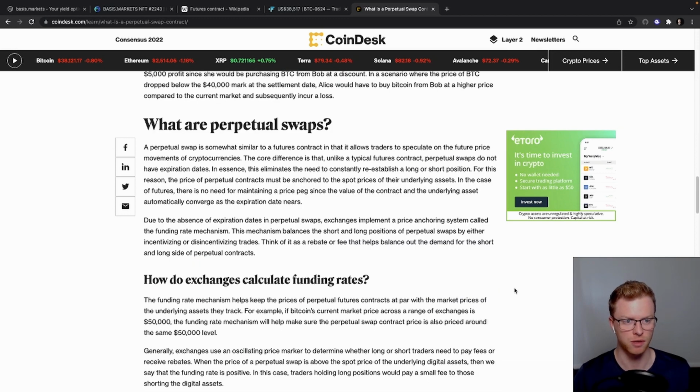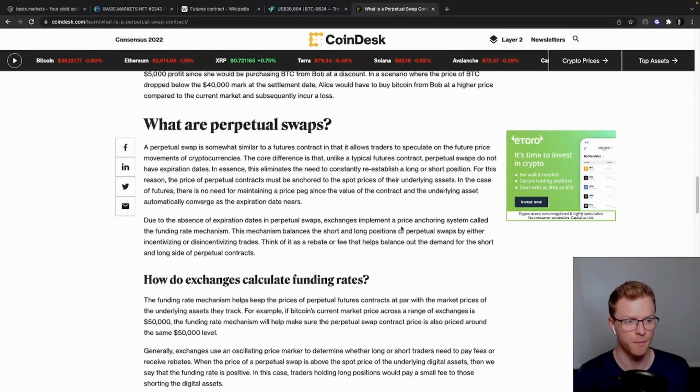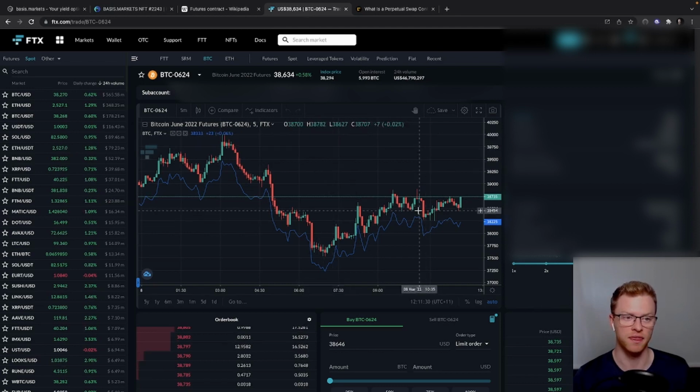So a perpetual swap is somewhat similar to a futures contract in that it allows traders to speculate on the future price movement of a cryptocurrency. The core difference is that, unlike a typical futures contract, so unlike this one that we're looking at here, the perpetual swap does not have an expiration date, so it continually rolls over. In essence, this eliminates the need to constantly re-establish a long or a short position. With a traditional futures contract, at the end of the month or whenever the contract rolls over, you'd have to re-establish on the next contract.